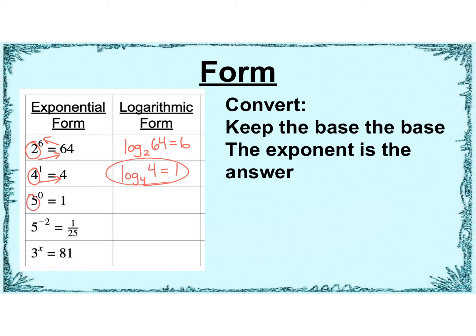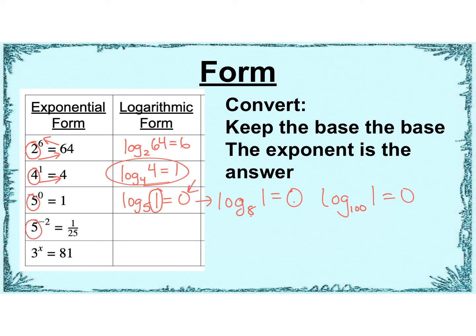Okay, my base here is 5, so log base 5 of 1 equals 0. I wonder about that one. Log base 8 of 1, what does that equal? 8 to the what equals 1? That's 0. Log base 100 of 1, 100 to the what? That's 0. So anytime we take log base anything of 1, it's going to equal 0.